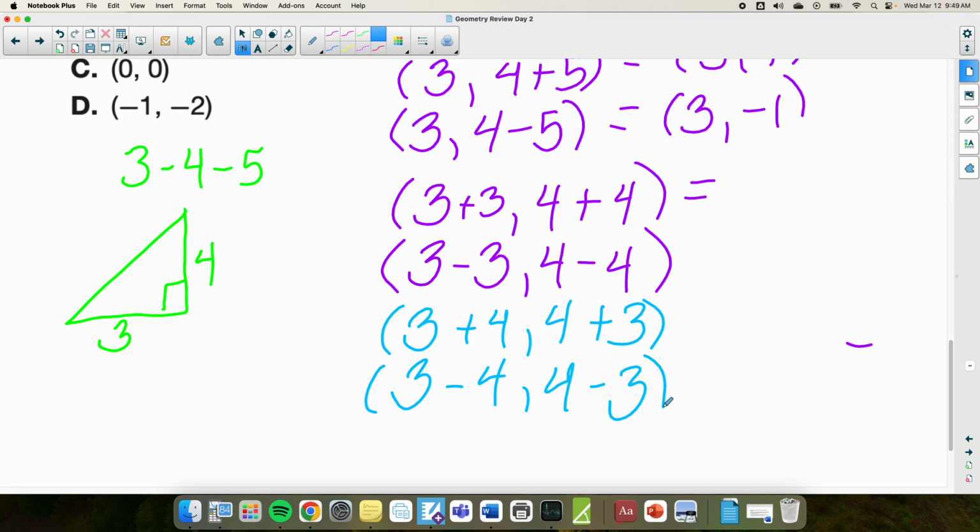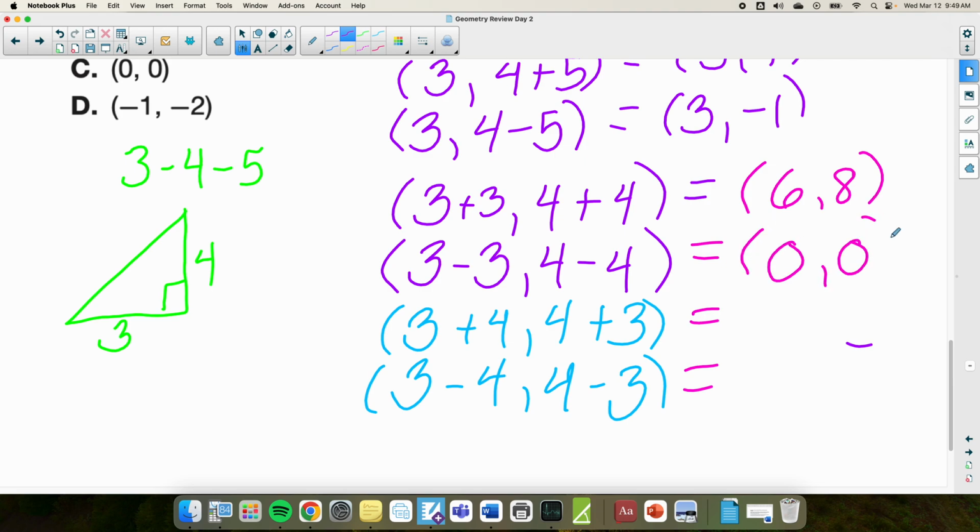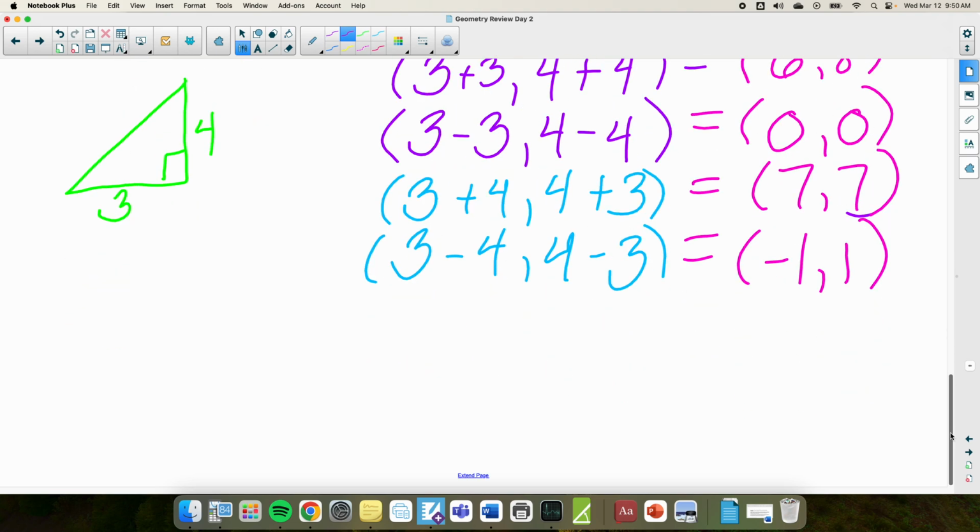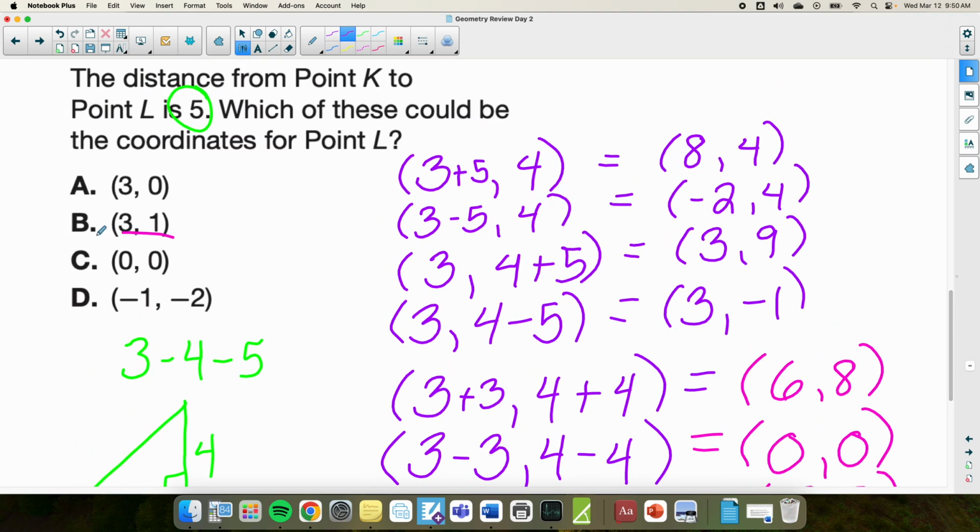But let's figure out what each of these are first and see if we've got it already. This one would be 6, 8. This one would be 0, 0. Okay? This one, is that one of them already? Yeah. This one would be 7, 7, and this one would be negative 1, 1. But like I said, it is 0, 0, we can tell that.